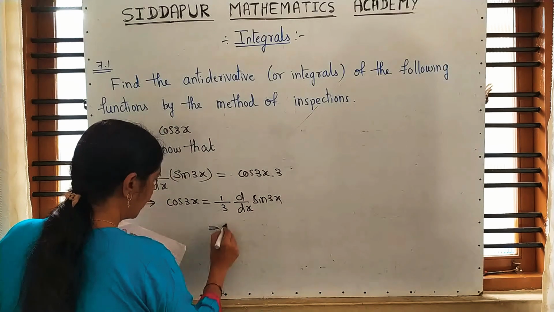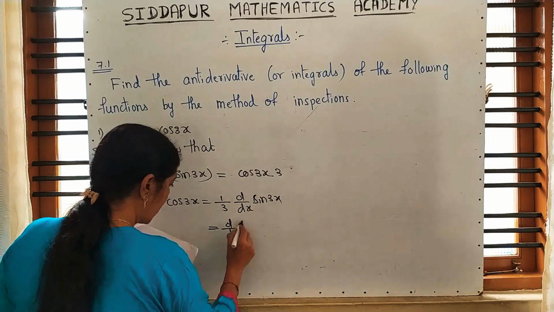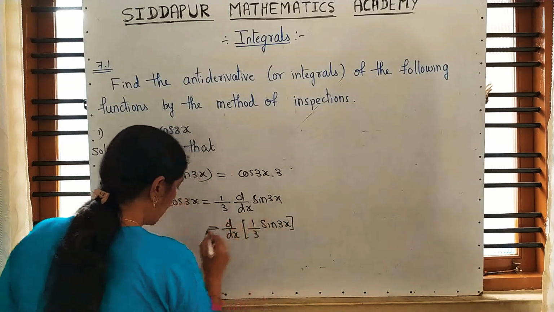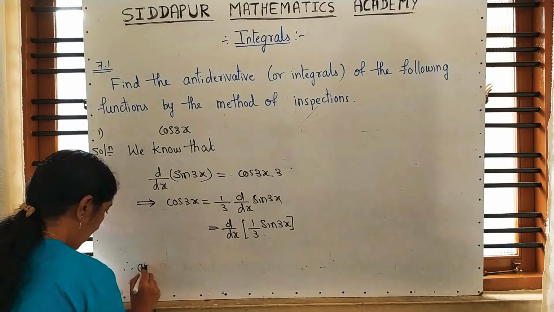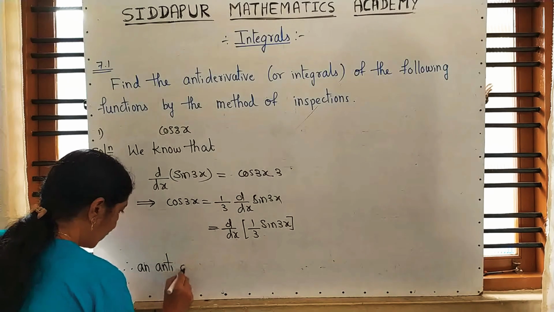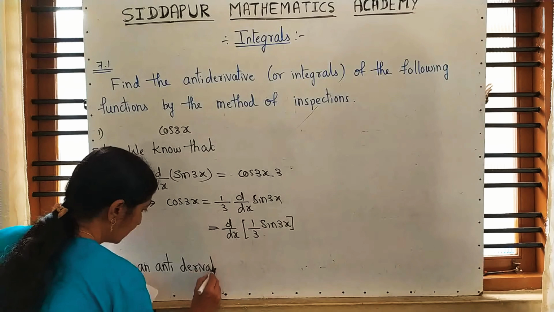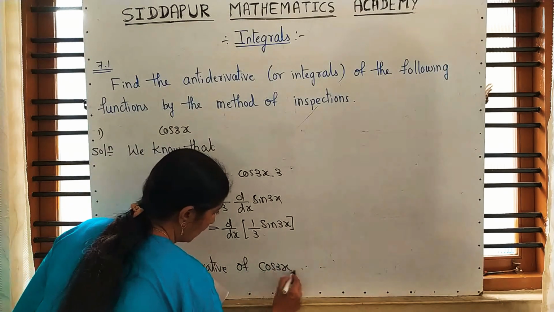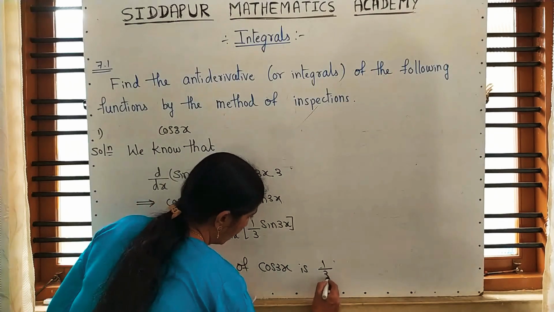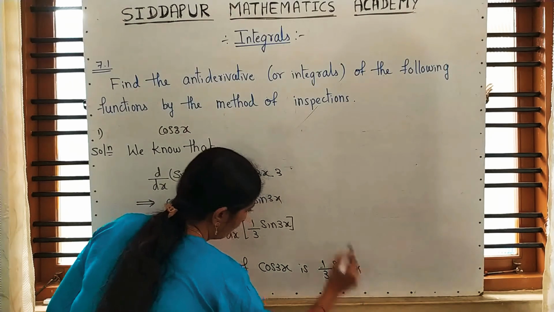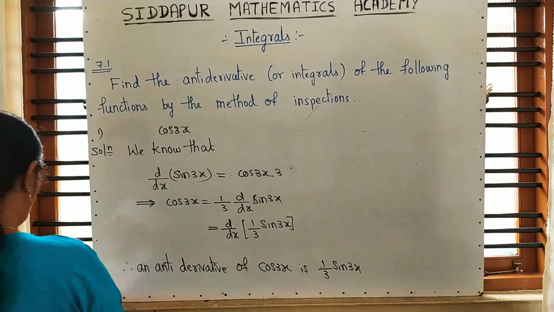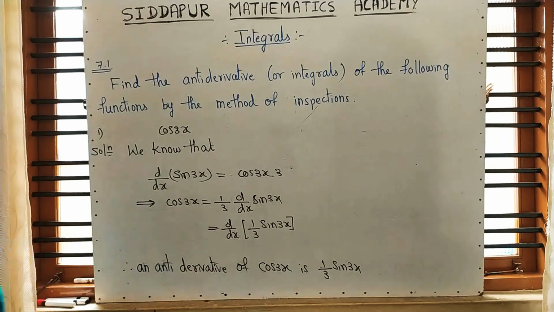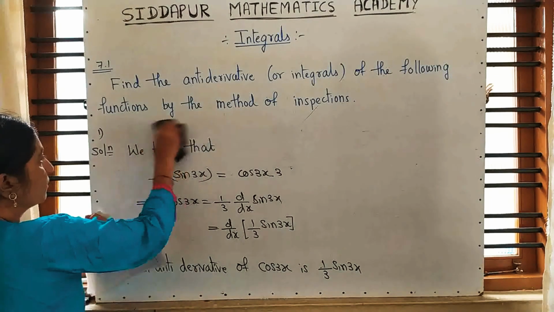Yes. Anyhow, 1 by 3 is a constant. We write like this. Therefore, an antiderivative of cos 3x is 1 by 3 sin 3x. See, is it very simple or what? Moving to the next question. e raised to 2x.